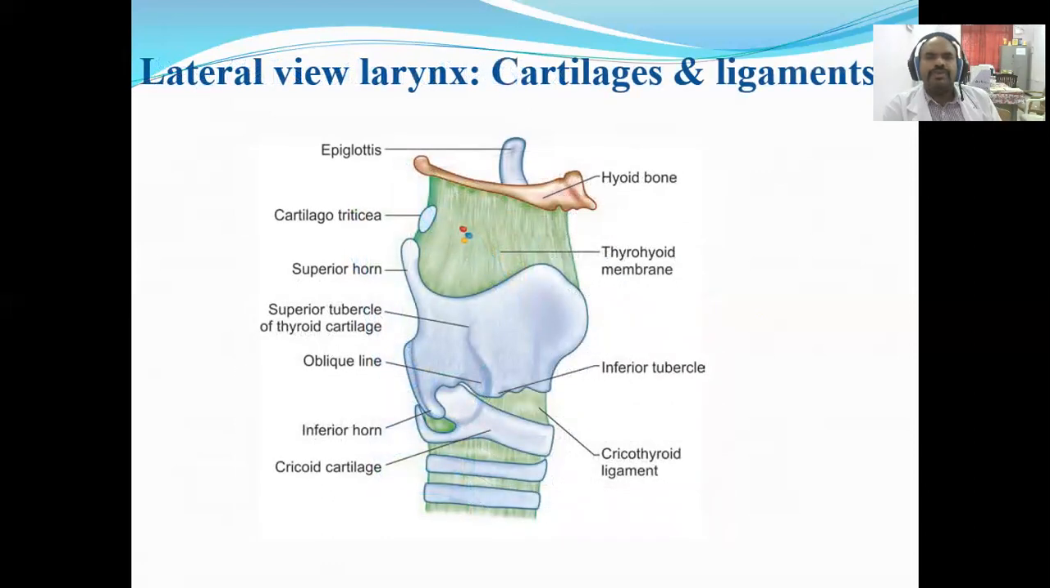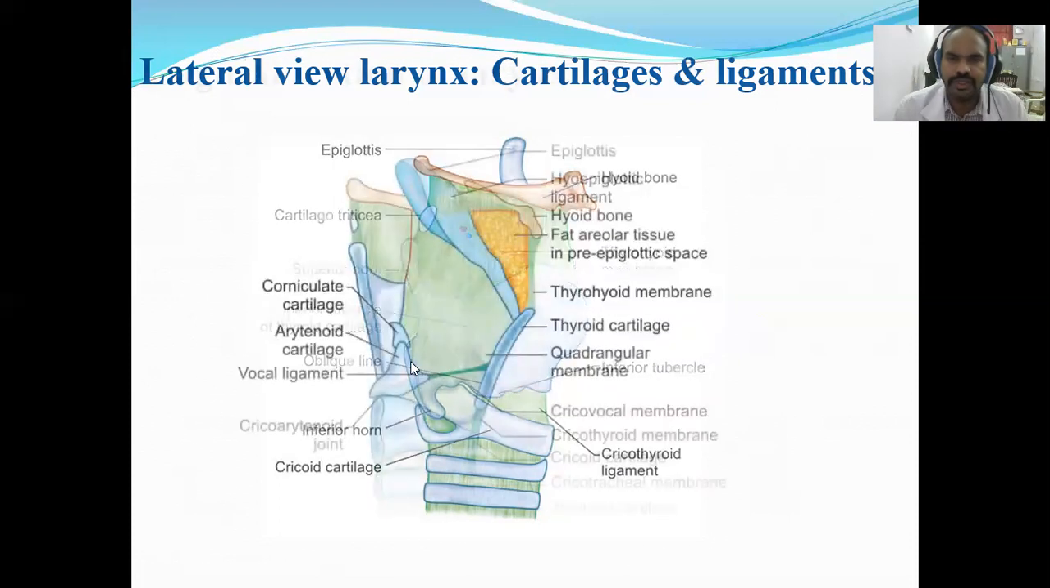Then one more lateral view, which was showing the ala of the thyroid cartilage as well as the cricoid cartilage. The superior cornu and inferior cornu of the thyroid cartilage can be seen, and the oblique line can be seen. Then the cricothyroid joint can also be seen nicely in this diagram. Then we also see the cricothyroid ligament, which we were talking about a few minutes back. Then the thyrohyoid membrane between the thyroid cartilage and the hyoid bone, which is suspended over here. Then we also have the superior tubercle for the thyroid cartilage.